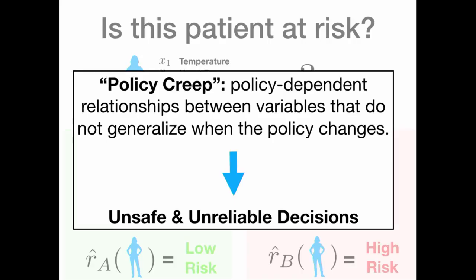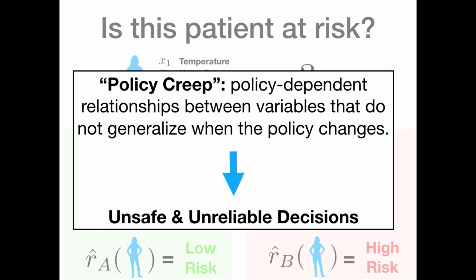So what's happening is that the models are making different predictions because of a phenomenon that I'm going to sort of informally call, for this talk, policy creep. And so what's happening is when we used a supervised learning objective, our models captured policy-dependent relationships in the data. And these relationships don't generalize when the policy changes.